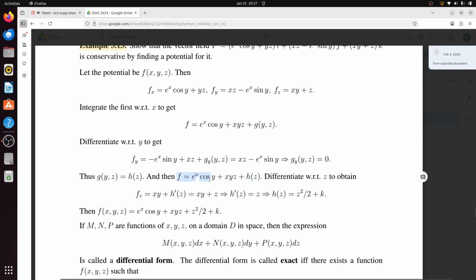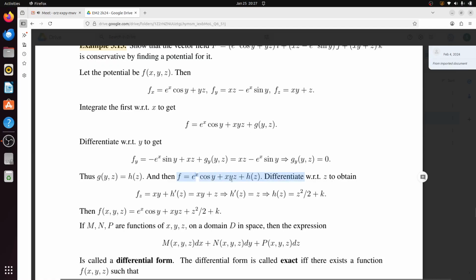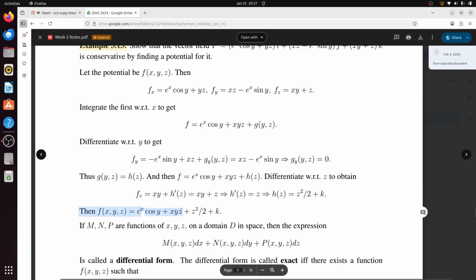तो ये आपका f बन गया. अब आप इसका डेरिवेटिव विथ रेस्पेक्ट टू z निकालिए, तो आपको ये आएगा xy + z. तो यहाँ से आएगा xy + z, ये आपका xy + z, और यहाँ से आएगा xy + z, dh/dz. तो dh/dz से आ गया z, so that means z²/2. तो your final answer will be e^x cos y + xyz + z²/2 + constant. Is it clear?